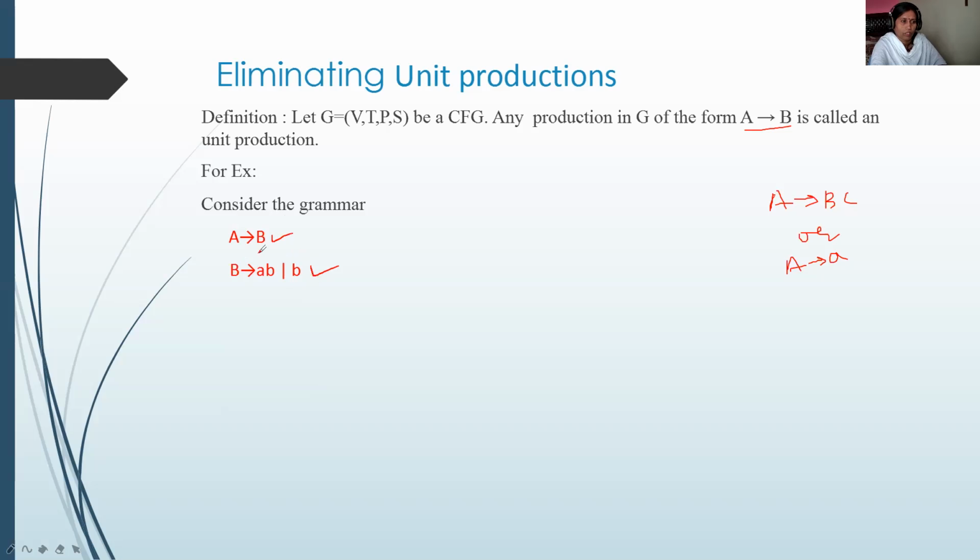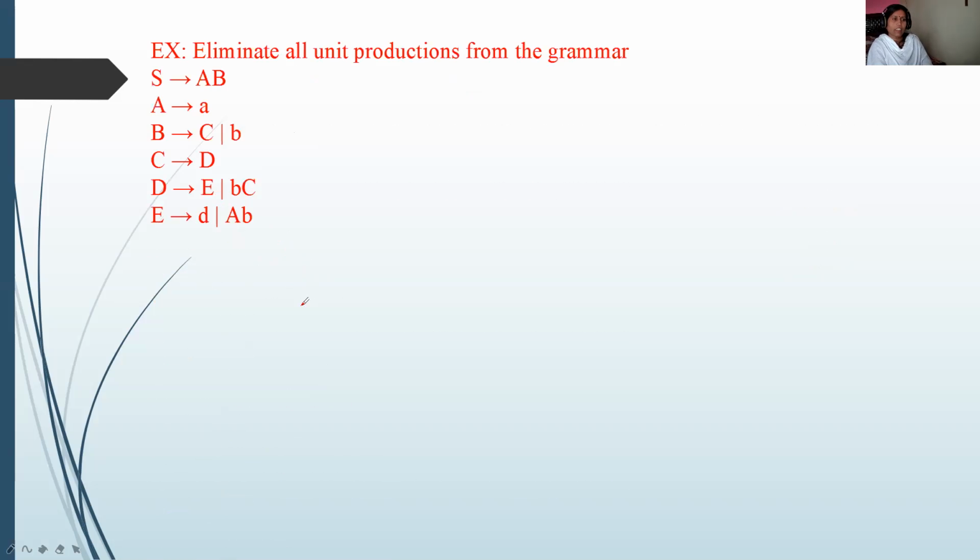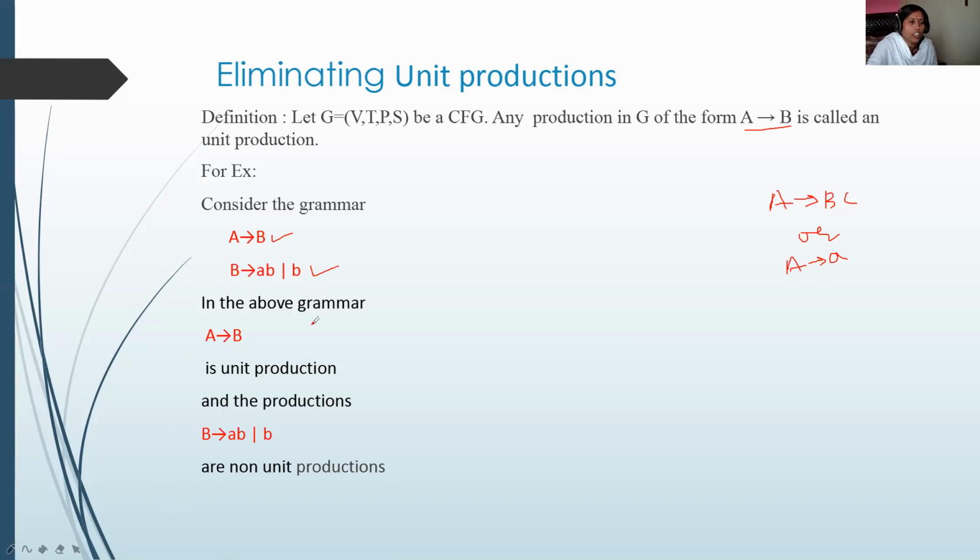How can we do it? We have to replace this B by the non-unit productions of B. See here, in this grammar, as I was just explaining, A → B is a unit production and the productions B → AB or b are non-unit productions. Then we have to replace the unit production. So the final grammar we can write is A → B replaced by the non-unit productions of B. The non-unit productions of B are AB or b. Now the unit production has been eliminated.